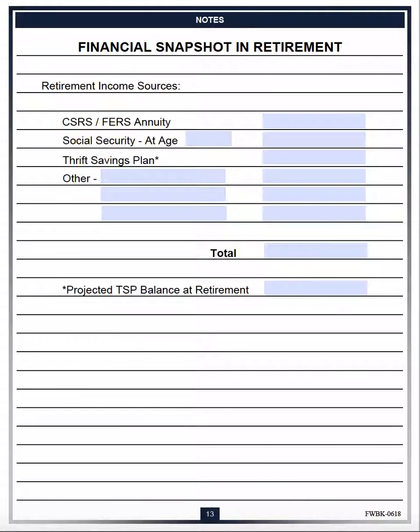I've added this to this, so if you need this copy, this is not in the regular form. This is in the fillable version. The financial snapshot in retirement, you can enter in and utilize this notes page in which you can add up their total income in retirement and kind of give them a snapshot of what it's looking like. There are 2 notes pages on here. Here's a blank notes page.